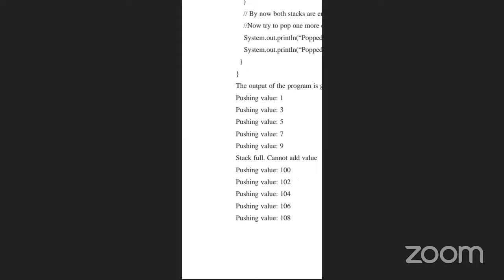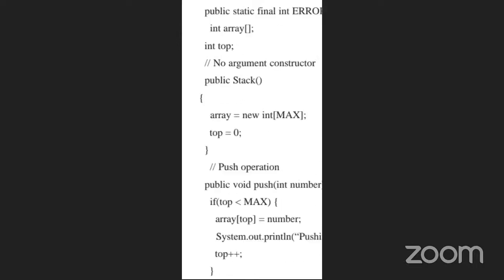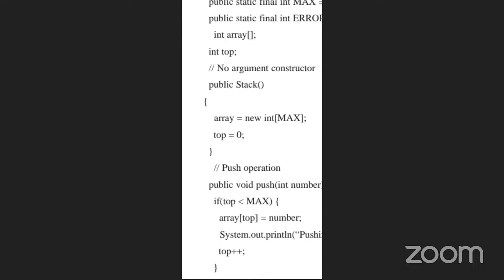This is the main focus of what you need to take in the stack: whatever you have learned previously in C, the same thing is getting reflected. But instead of malloc and scanf, you are using the new operator, allocating the memory and accessing it. The thing you need to remember is every time the constructor: public stack, array equal to new int of max. Here if you specify character instead of int, it will convert the stack into character type.